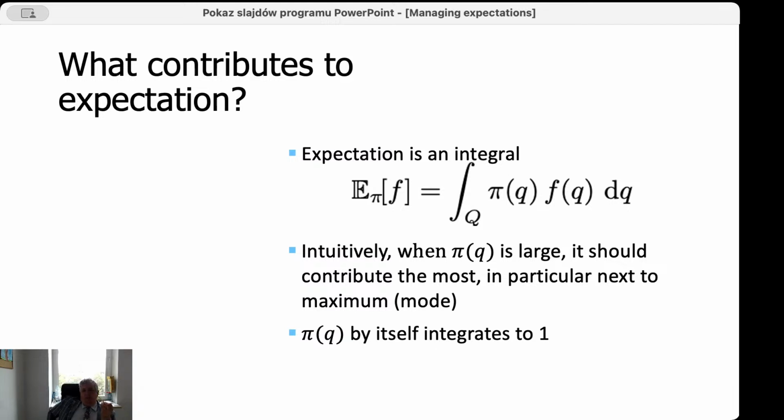The intuition says that wherever the density function, or this product of density function and function of interest, is large, these are the points that contribute to the integral the most. The higher the function is, those values are more important. So the closer we are to the maximum, the bigger the values are. So that is our intuition in the one-dimensional case.